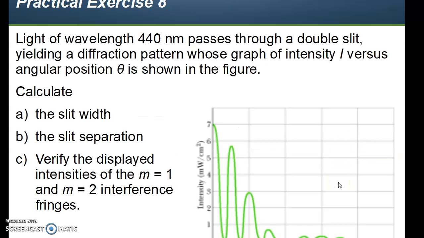This is practical exercise number 8, problem number 39. Light of wavelength 440 nanometers passes through a double slit, yielding the diffraction pattern that you see here.